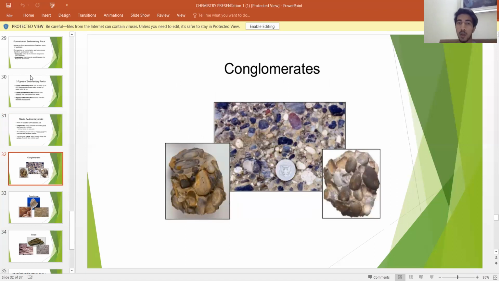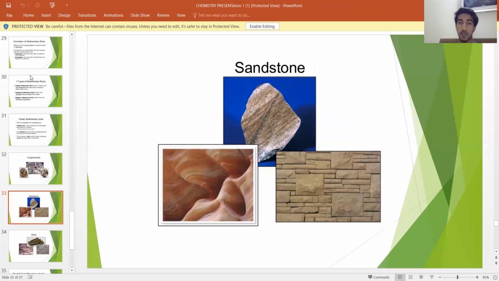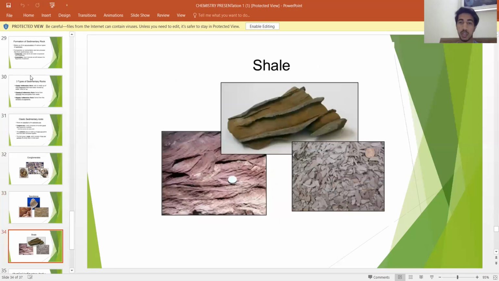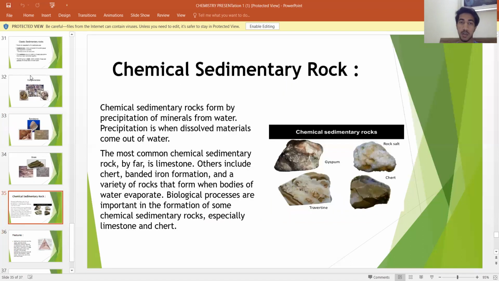This is the picture of conglomerates. This is the picture of sandstone, and this is how shale looks.